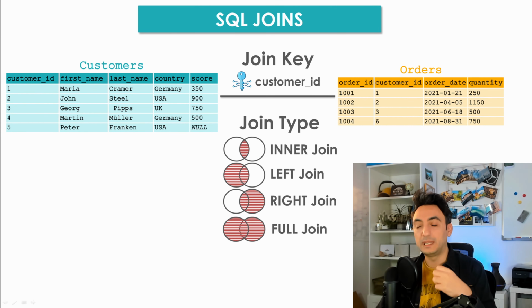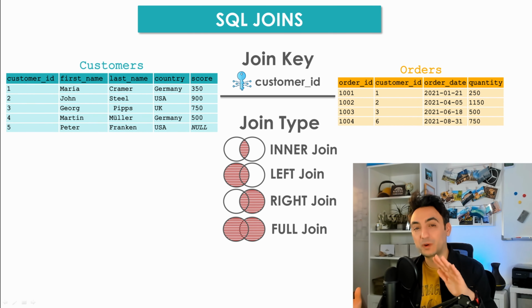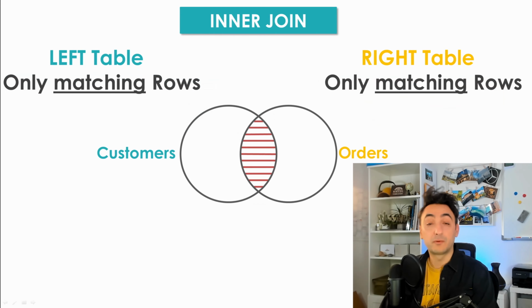In SQL, we have 4 different types of joins. We have the inner join, left join, right join, and full join. It might be complicated at the start, but don't worry about it. I'm gonna explain all of those types step by step with examples. I'm gonna show you as well how SQL works with those types. Alright, so now let's start with the first type of joins.